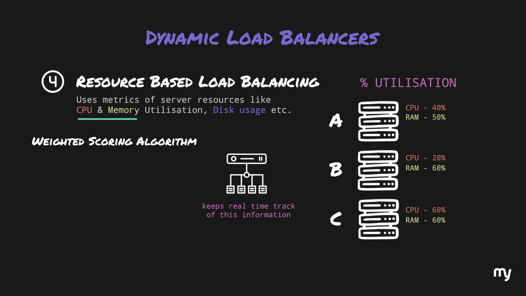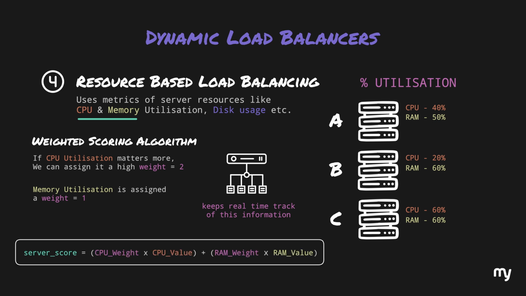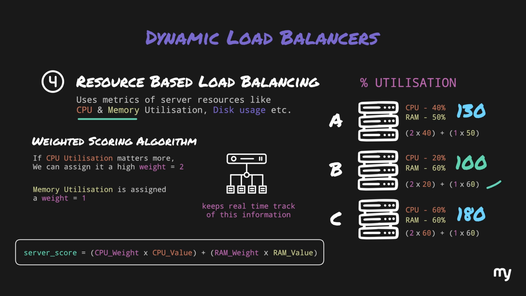For example, if CPU utilization matters more to us, we can assign this metric a weight, for example, 2. And for memory utilization, we can assign a weight of 1. So we can calculate the score of each server by using this formula. So our server scores will look like this. Here we can clearly see that the utilization for server B is the lowest and it stands with a score of 100, which means the load balancer would send the request to this server.